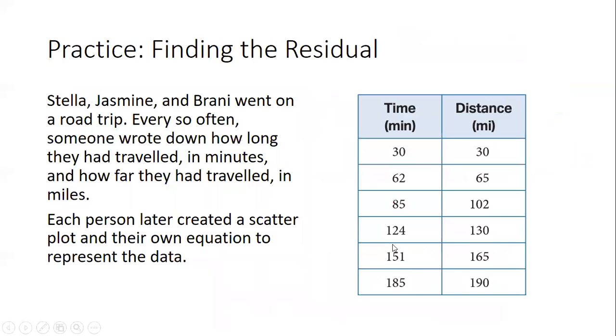Okay. Here we go. So we're going to be finding the residual. We have 3 people, Stella, Jasmine, and Brandy. They went on a road trip. Every so often, someone wrote down how long they had traveled in minutes and how far they had traveled in miles. Each person later created a scatter plot and their own equation to represent the data.